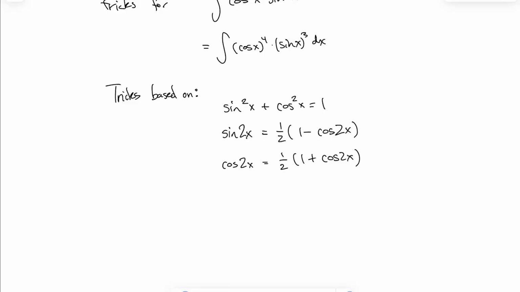All right, and also, sorry, did I say it's not a typo? There are typos here. This is not sine of 2x, it's sine squared of x. And it's cosine squared of x, sorry. That's important.